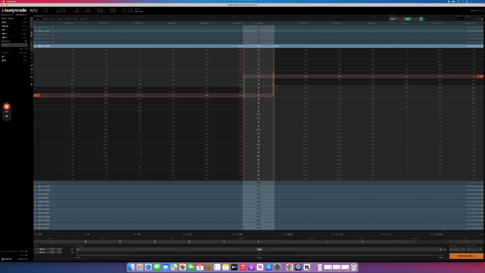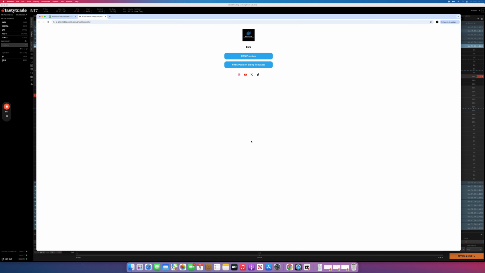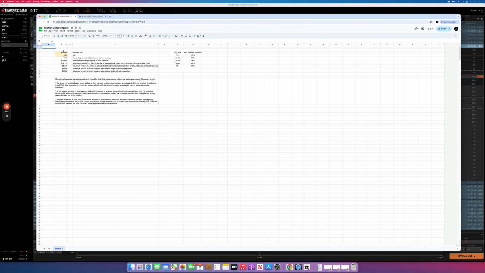And in order to figure out how much buying power you should be allocating to your positions, we've got a free position sizing template for everyone to use. The link is in the description. And the way it works is you enter in the size of your portfolio, say $10,000, and then below you'll enter in whatever the current VIX level is, say 12.3, and then below everything will be automatically calculated for you.